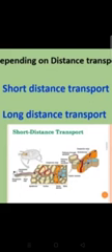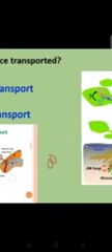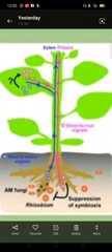So that means short distance, not long distance. Okay, so the stems are not sensitive. And next, long distance transport. This is a long distance transport, root to stems, leaves and so on.